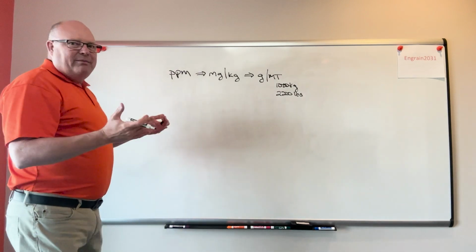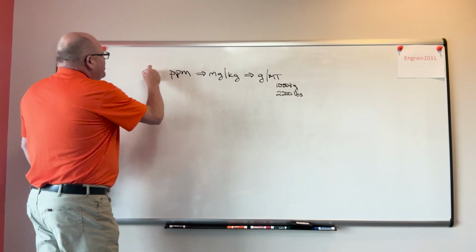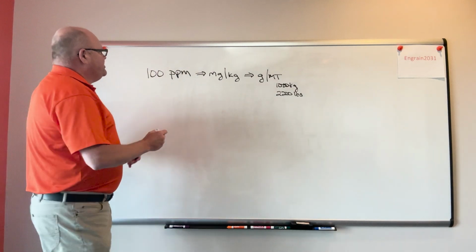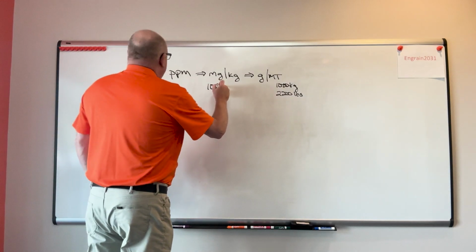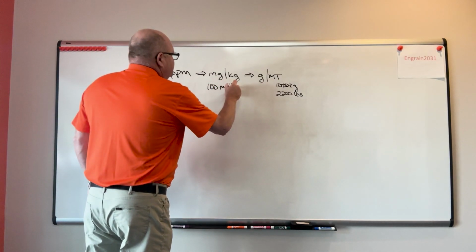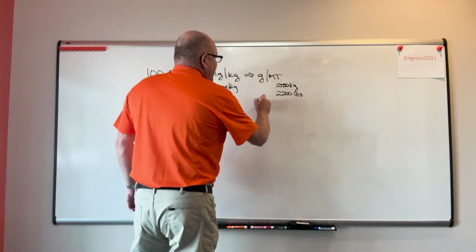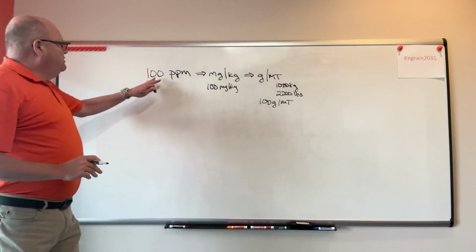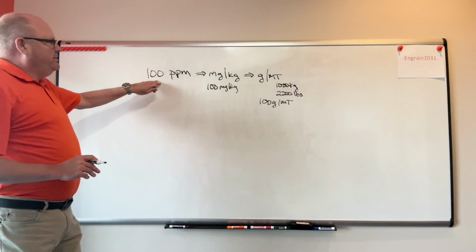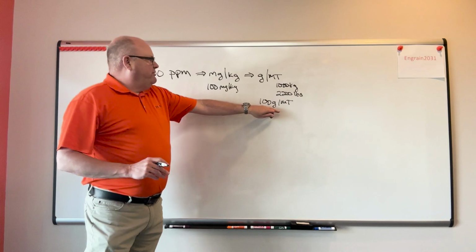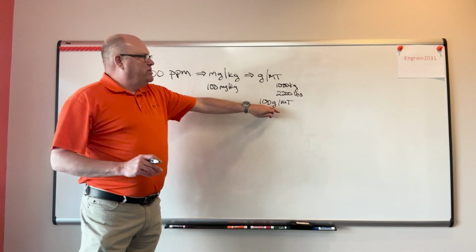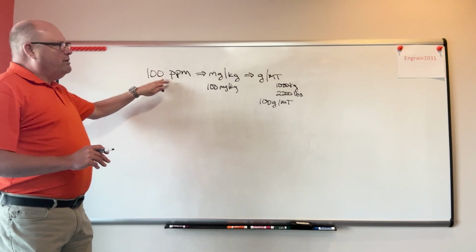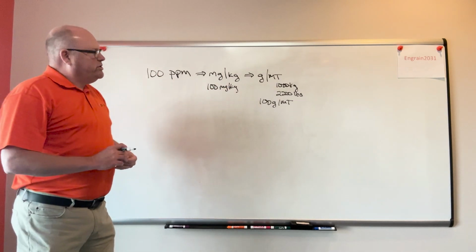So let's think about an example where our dosage rate is 100 parts per million. So that is again the same as 100 milligrams per kilogram, which is the same as 100 grams per metric ton. So right there, very quickly, we know that 100 ppm is a dosage rate of 100 grams per 1,000 kgs or 2,200 pounds. So that makes it very simple for us to make a quick conversion.